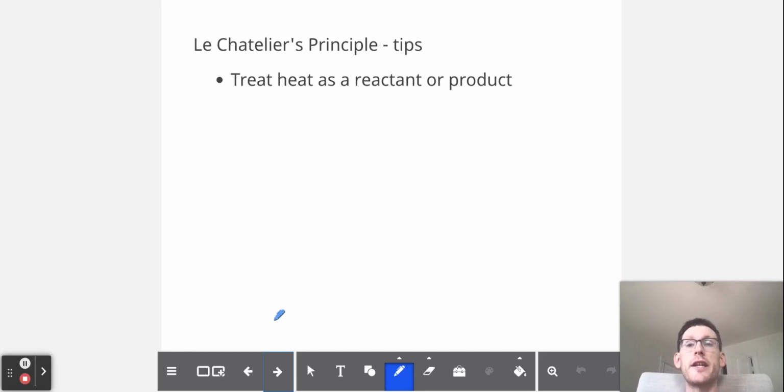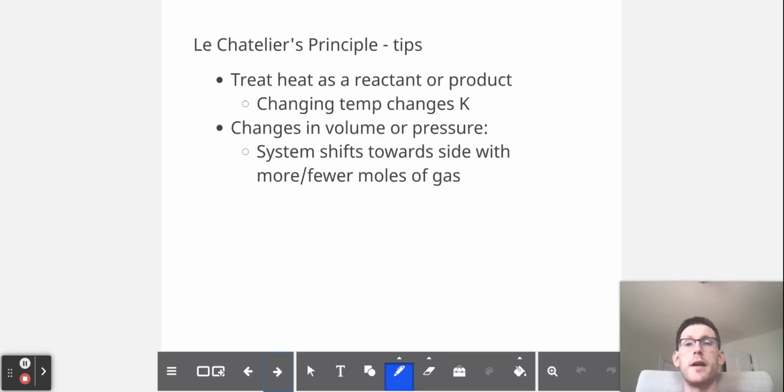Some tips with Le Chatelier's principle. One is that you should treat heat as a reactant or product. Changing temperature will affect K, and if heat is absorbed by a reaction, then it's essentially a reactant, and if heat is released by a reaction, it's essentially a product. If a reaction releases heat, and you raise the temperature, that will cause the reaction to shift leftward because you're essentially adding a product, and K will decrease in value as the system shifts leftward.